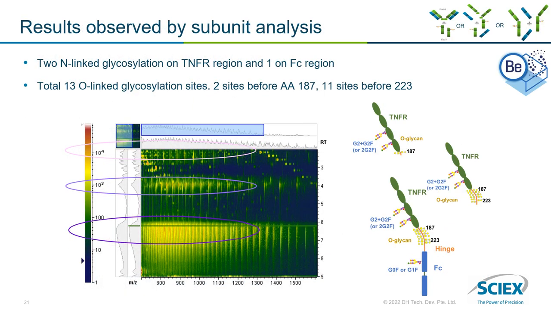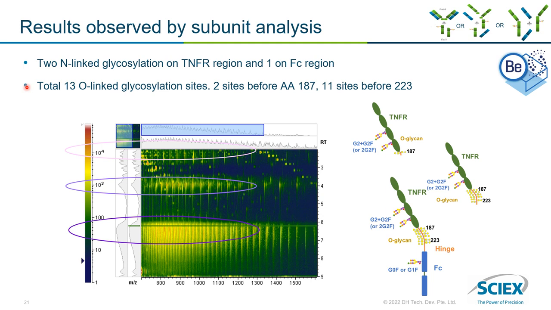It's worth mentioning, since I haven't previously, aside from the list of modifications at the start, that there are two forms of glycosylation. There are N-linked glycans, which are linked to the nitrogen of asparagine, and there are O-linked glycans, which are linked to the oxygen of serine or threonine.